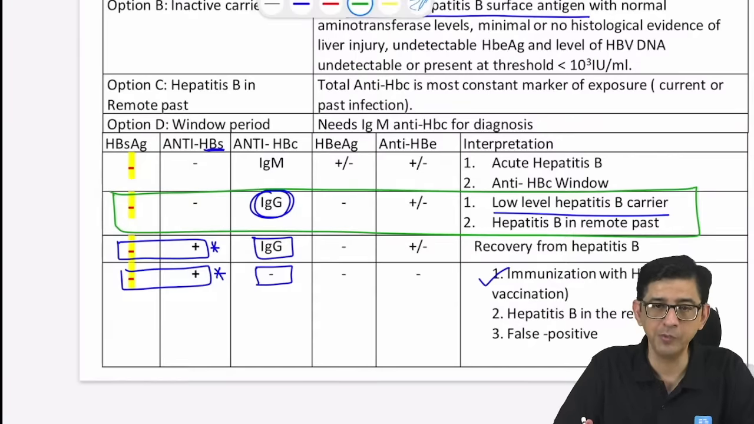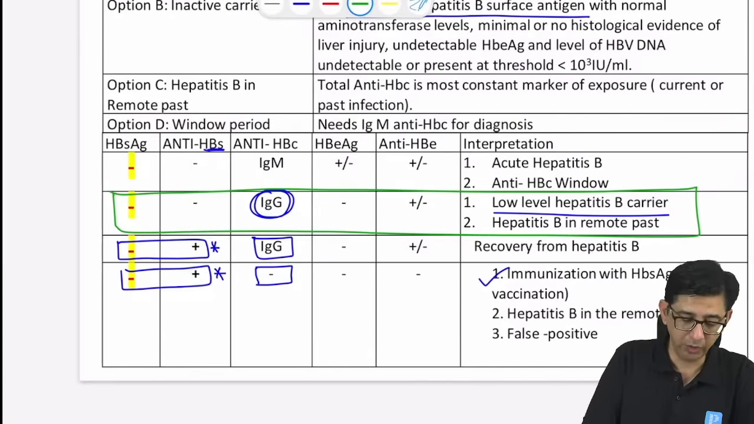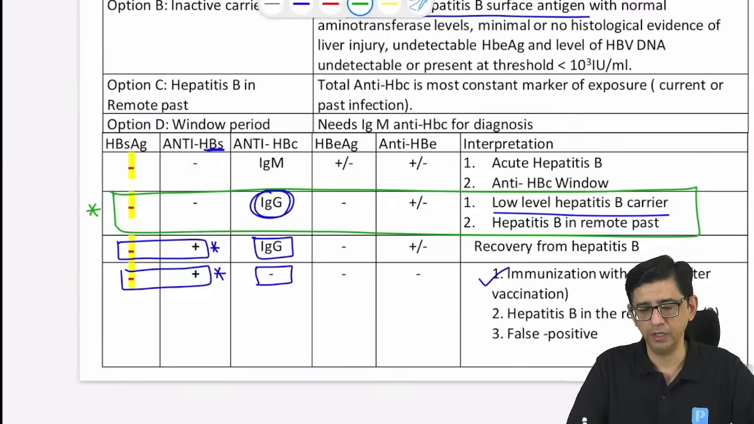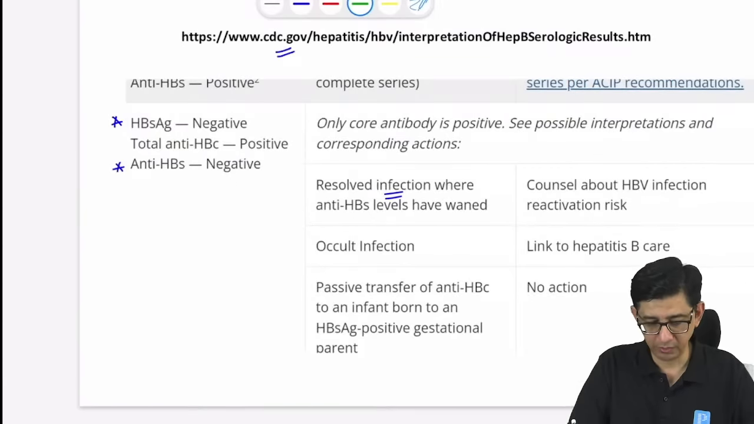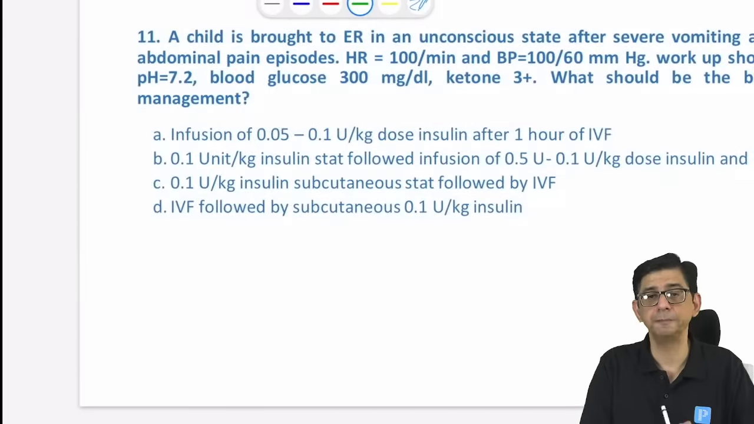In the last time's exam, it was not low level carrier given, it was inactive carrier given, which is why I was able to rule it out and answer it as remote past. But I would like you guys to be very thorough with this report per se. If you can just take a snapshot of it, or you can check out the PDF subsequently, you will be able to get this one correct. I think most guys have got the concept correct for this one. So yes, this was a good answer.